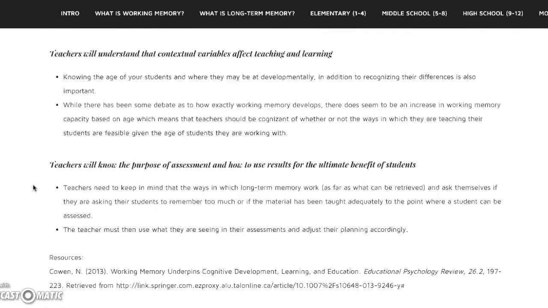Teachers will understand the contextual variables affecting teaching and learning. Knowing the age of your students is obviously important because knowing the students that you're working with age-wise and knowing where they're at developmentally based on that age is going to be important. And so is how you plan, and knowing whether or not your planning is feasible given the age of your students.